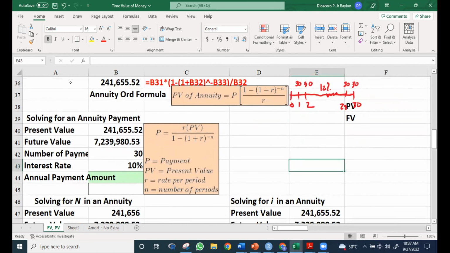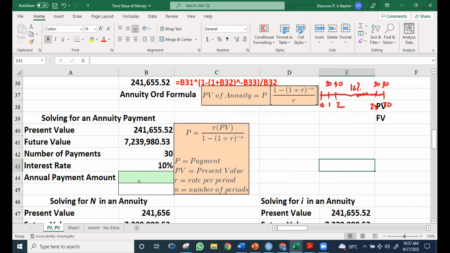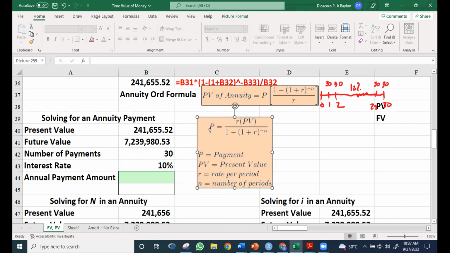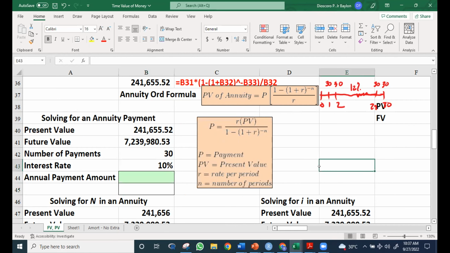Okay. Now let's compute for the PMT annuity. So we know either present value natin this one, future value natin 7.239, number of payments 30 years, interest rate 10%. So let's first make use of the, sige, ito muna, no? Yung formula muna. Okay, so we're going to use the formula. Hindi. Okay, mamaya na to.